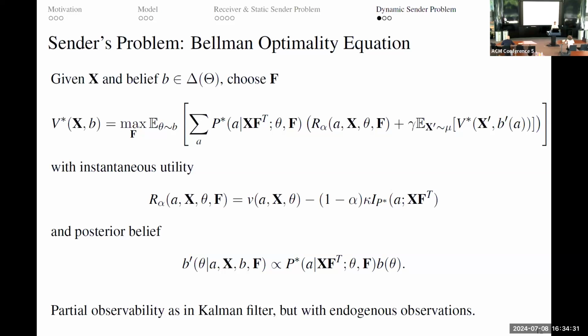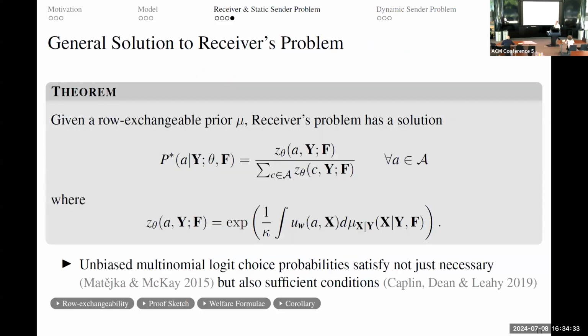Brilliant. Plenty of time. Then I can still show you a little bit more of the theorem. But essentially, you've captured the idea already. The key assumption here is that the receiver's prior belief is in a row exchangeable distribution, and the conditional choice probabilities then take this multinomial logit form with the expected utility resulting from an action.